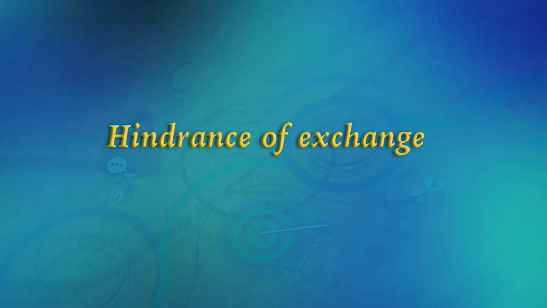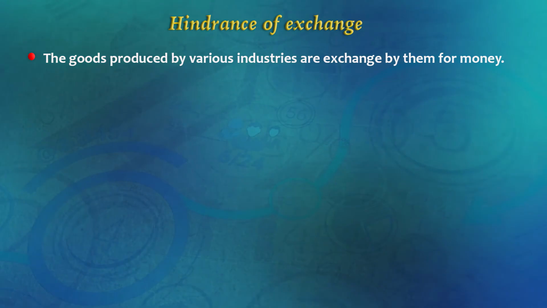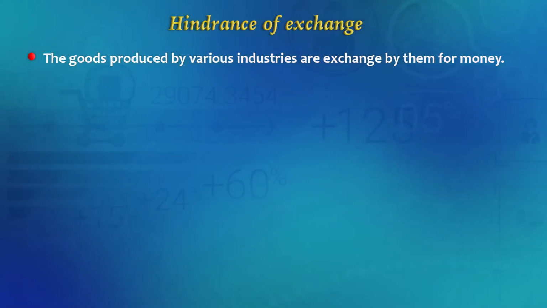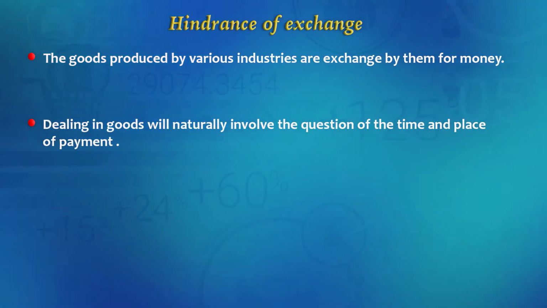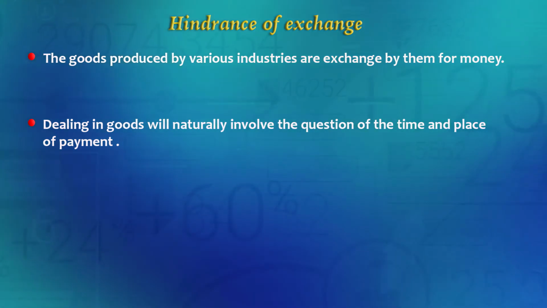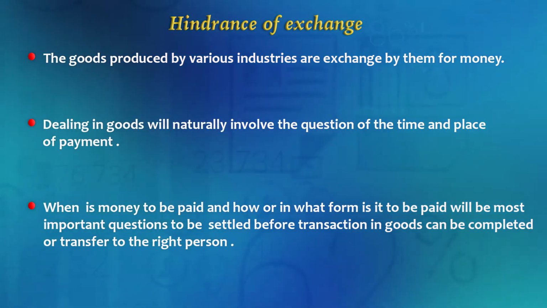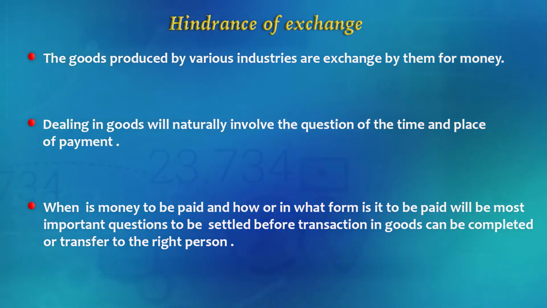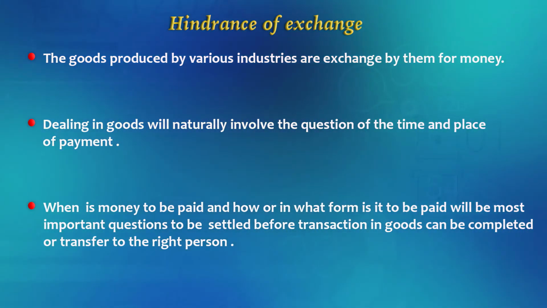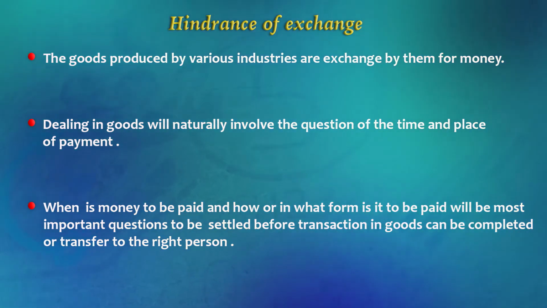Next, hindrance of exchange. The goods produced by various industries are exchanged by them for money. Dealing in goods will naturally involve the question of the time and place of payment. When the money is to be paid and how or in what form it is to be paid are the most important questions to be settled before a transaction in the goods can be completed or transferred to the right person.